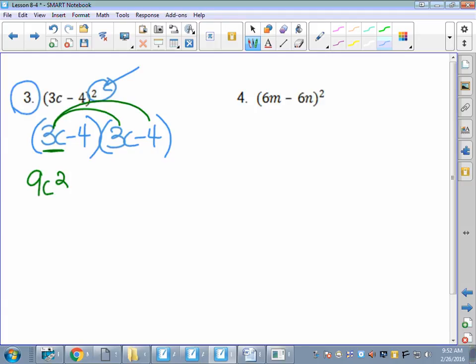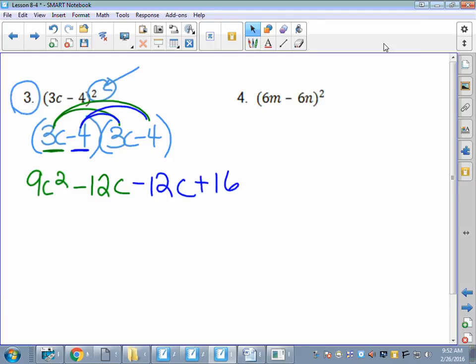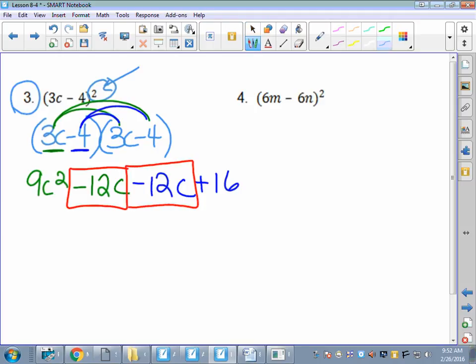3c times a negative 4, negative 12c. Watch your signs. Then I'm going to switch over to this negative 4 times 3c. So negative 12c. Negative 4 times negative 4. Watch your sign there. Plus 16. I've got a pair of like terms with these negative 12c's. So that's going to be a negative 24c. I'm going to bring down my 9c squared and my plus 16. The trinomial for my answer, that is in standard form.